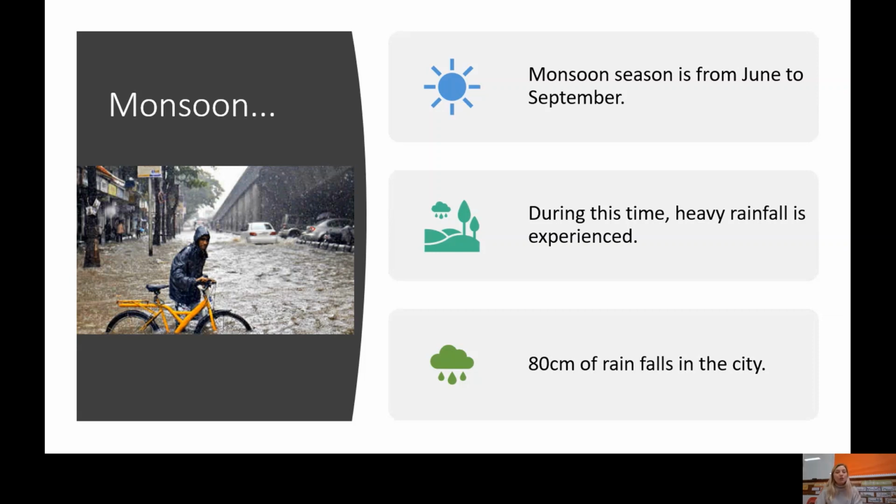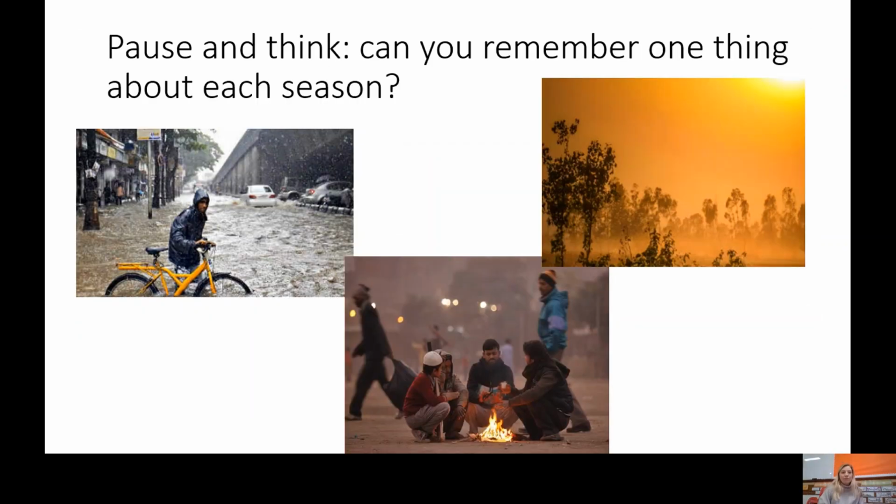Monsoon season happens from June to September, and during this time there is very heavy rainfall. About 80 centimetres of rain falls in the city. Now we know this is about a metre, so 20 centimetres from that, about this much rain will fall in the city if it all added up together.